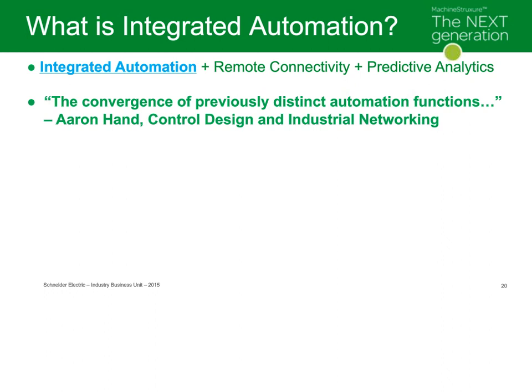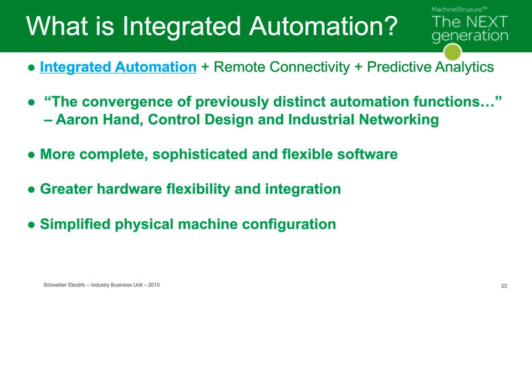With integrated automation, Aaron Hand of Control Design and Industrial Networking, he really, I think, summed it up pretty well in his article. He said basically the convergence of previously distinct automation functions. What he meant by saying that was the convergence of talking about the software, for instance. You're able to have multiple different devices all programmed within the one software suite. From a hardware standpoint, it's giving greater flexibility and integration. So you're now seeing components that used to be completely separate from another now integrated within one hardware platform. And then finally, simplification of the actual machine or architecture configuration.